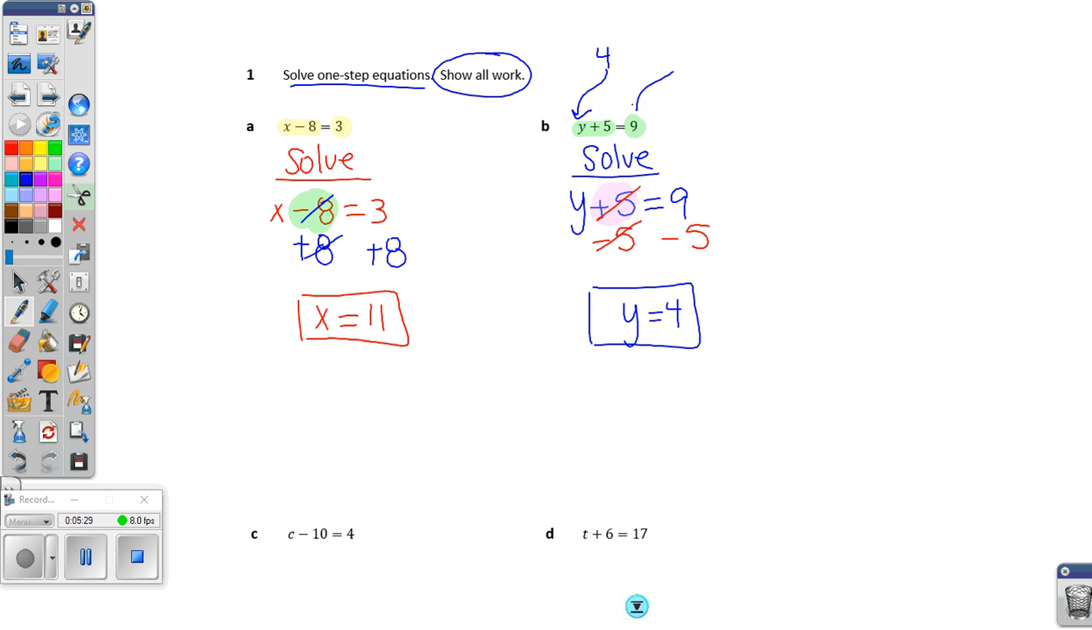They told us over here that when we substitute y for a number, we're supposed to get 9. So it has to be 4. Y is equal to 4. So we are able to conclude that our answer was correct. All right, fabulous. Let's move on to question C.